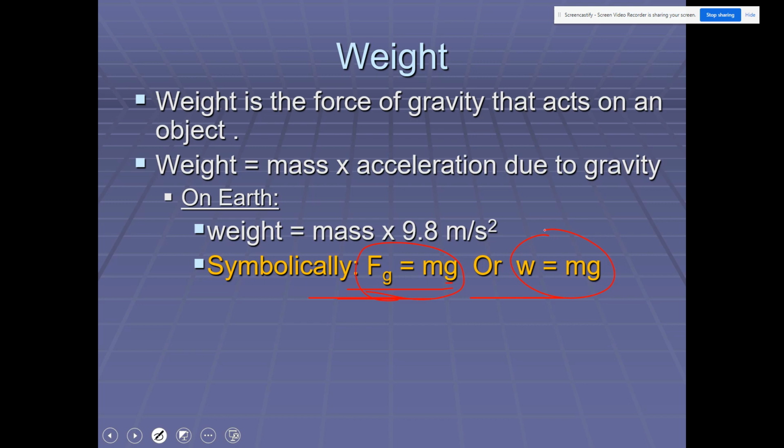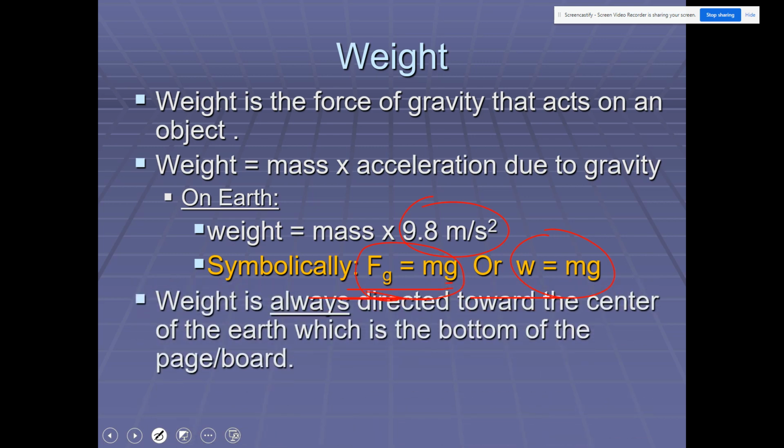Remember, that g, 9.8 meters per second squared, that acceleration due to gravity is only true on Earth. So if you were somewhere else, like you were not on Earth, then you wouldn't have that acceleration due to gravity. And you might have a different weight. So for instance, if you were on the moon or some other planet, or if you were in outer space and there was no acceleration due to gravity, you would be completely weightless. A lot of times people get weight mixed up with something like mass. So on the next slide, we're going to go over the difference between weight and mass.